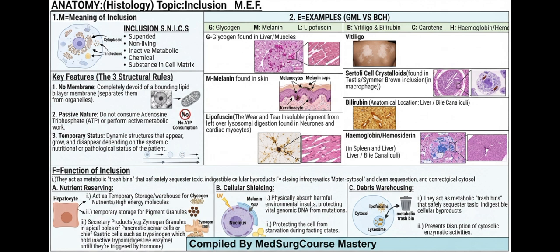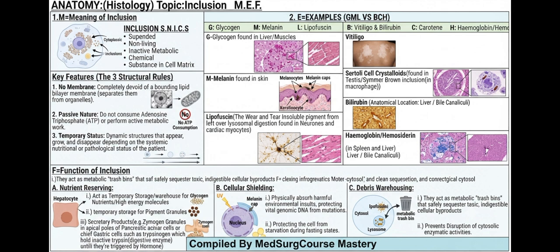What's the acronym? MEF, or FEM. Now, as we look at inclusion, M is the meaning. We said inclusion SNCCs. What does that mean? Inclusion is a suspended, non-living, inactive metabolic chemical substances. Where are they? In the cell matrix.